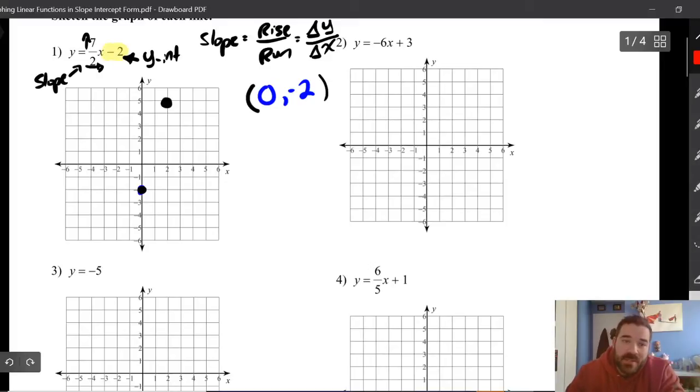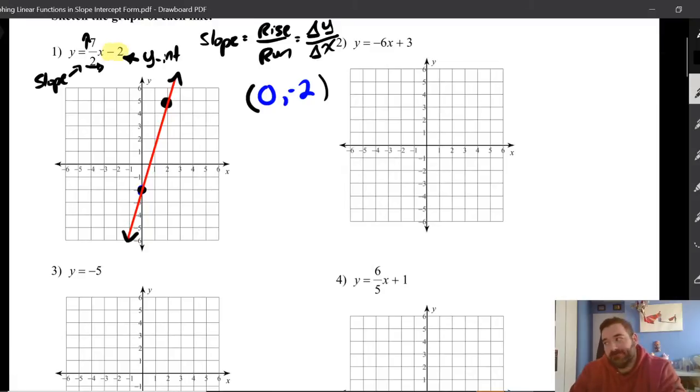And now that I have 2 points, that's all I need to draw a line, and I'm going to draw a line right through those 2 points. And don't forget, this line does continue forever, and to indicate the fact that it continues forever, we put arrows on each side.